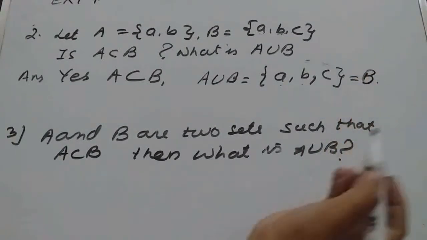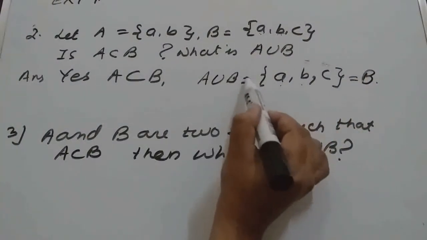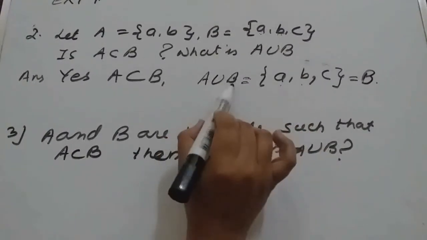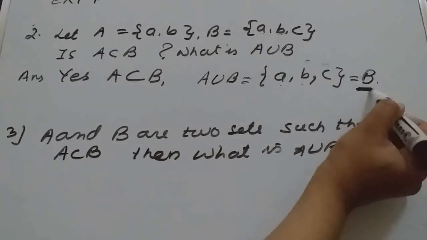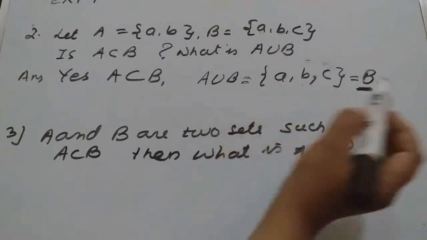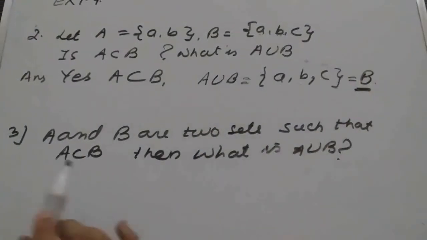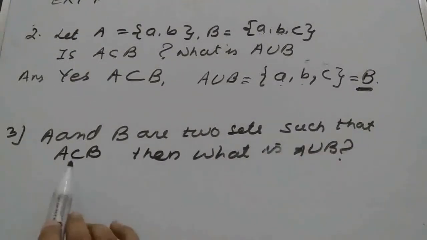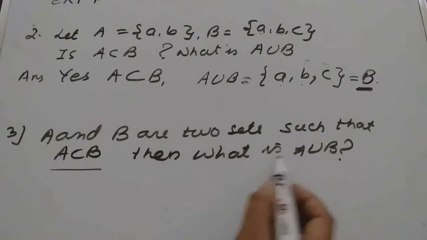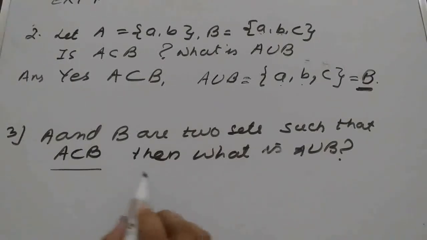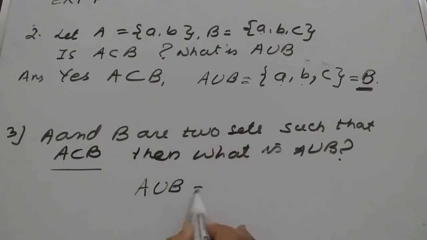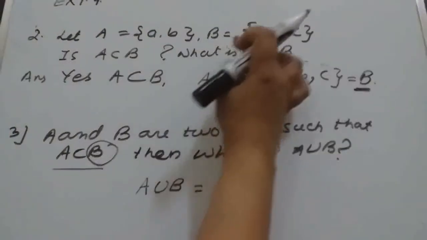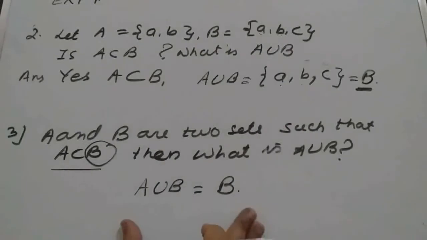So A union B is what? B set, isn't it? In the intro part of the union also we saw that if A is a subset of B, then the union will be the bigger set. So A union B is nothing but B. Now same with question number 3 also. A and B are two sets such that A is a subset of B. Then what is A union B? If A is a subset of B, then A union B will be the bigger set, the superset, that is B, isn't it? Here also with a particular example we saw, and here it is the general way.